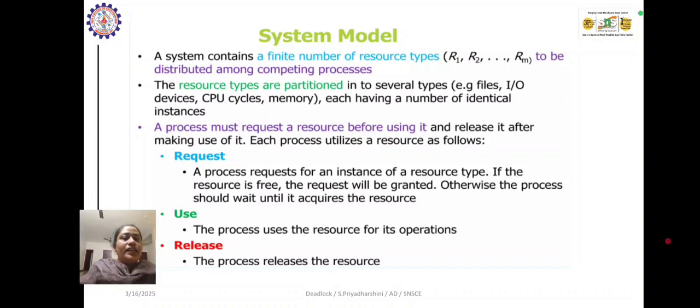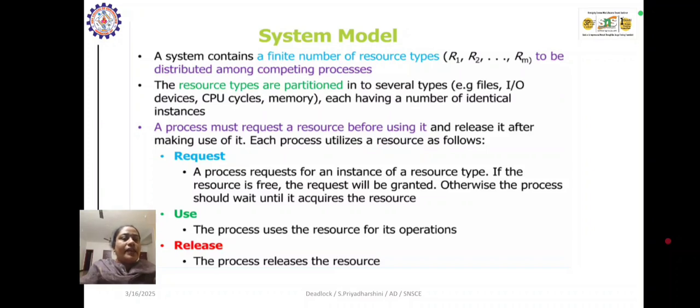Next, we have to see what is the sequence of a process to use a resource. So when a process has to use a resource to complete its execution, it has to first request the resource, then use, and then it has to finally release the resource after its execution. So let's see. A process must request a resource before using it and release it after making use of it.